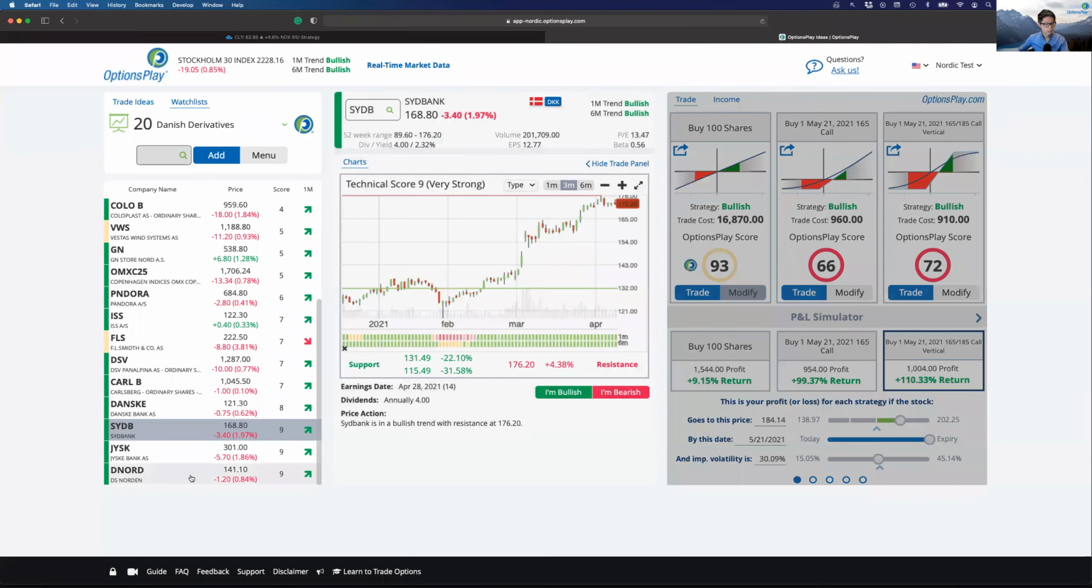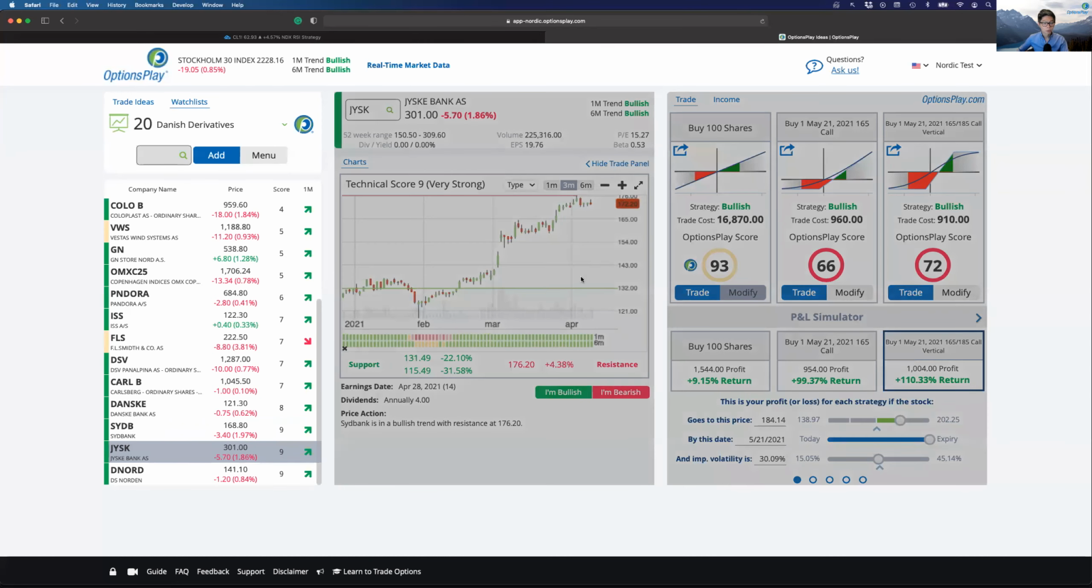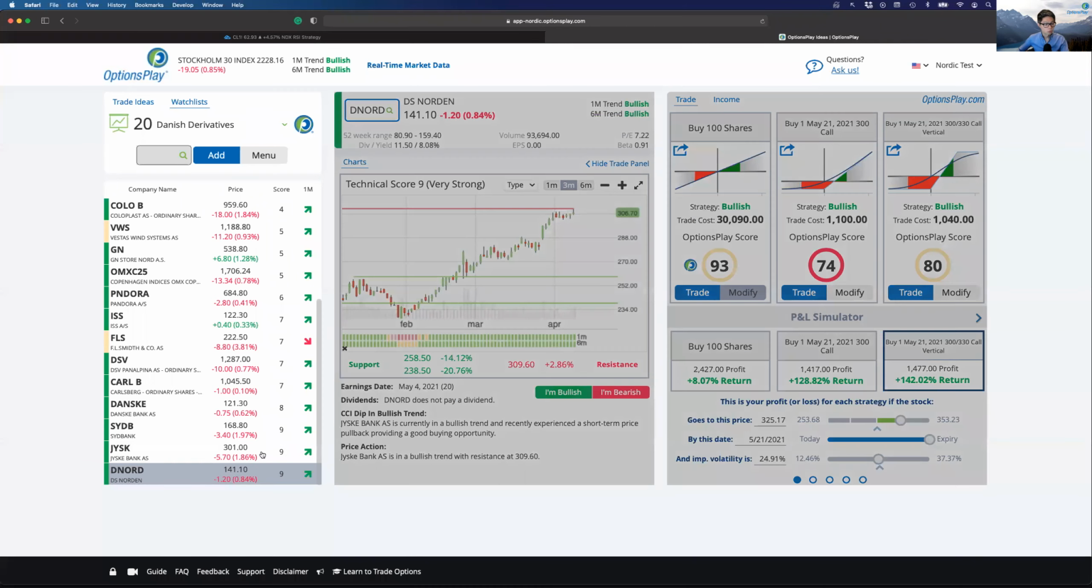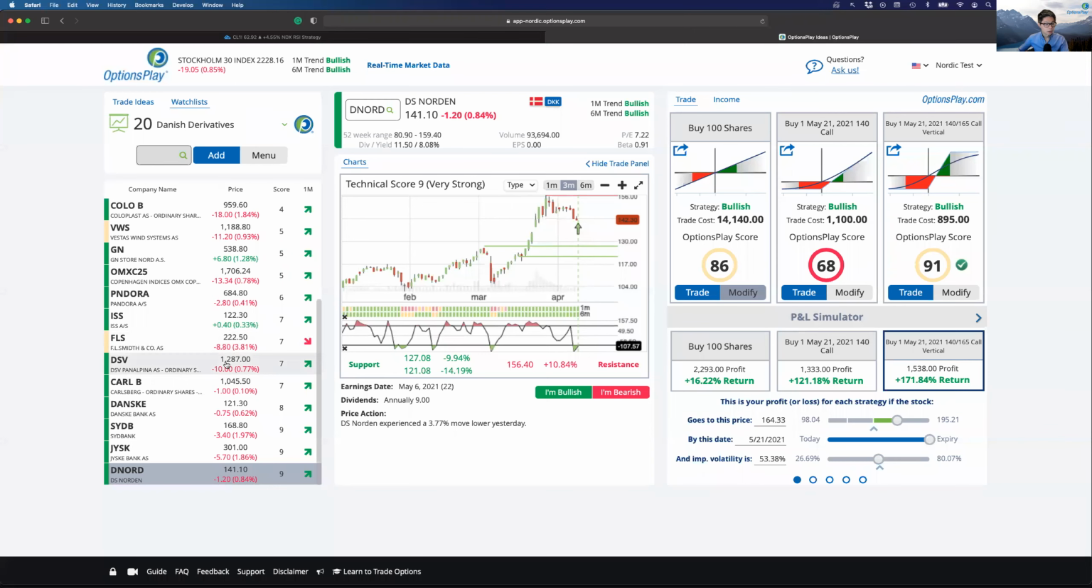You have mostly financial institutions here, but these are the strongest names. These are the ones that have the highest probability of continuing to move higher, because not only are they outperforming the broader markets and the Copenhagen markets, they also have 1 month and 6 month bullish trends. You can do this across all the markets if you're looking for strong opportunities like this. So in the Copenhagen market, I would look for strong opportunities.